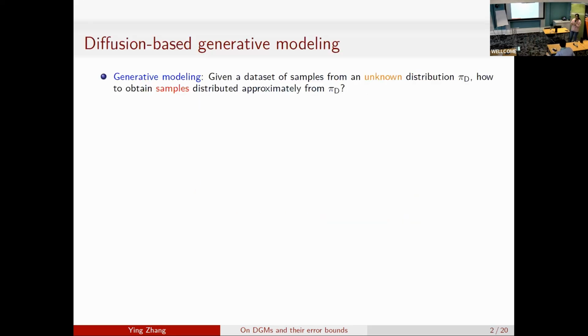So we're considering the following question. It's again the same question. We are given a set of data points. These data points are distributed according to some unknown distribution, which we denote by pi d. And now the task is how do we generate new samples also from this distribution pi d?